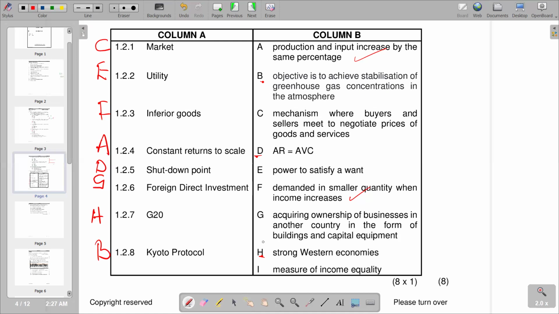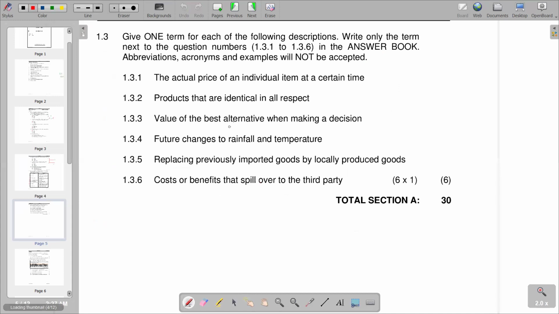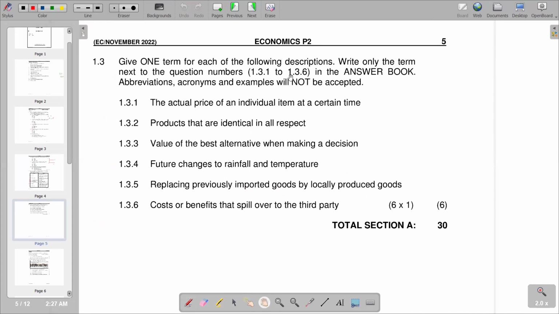Then we go to the last part of the question, which is now 1.3, which reads: give one term for each of the following descriptions. Write only the term next to the question numbers, that is 1.3.1 to 1.3.6, in the answer book. Very important to take note that abbreviations, acronyms, and examples will not be accepted. We can take note of that.